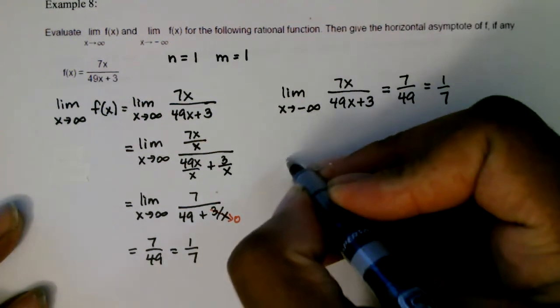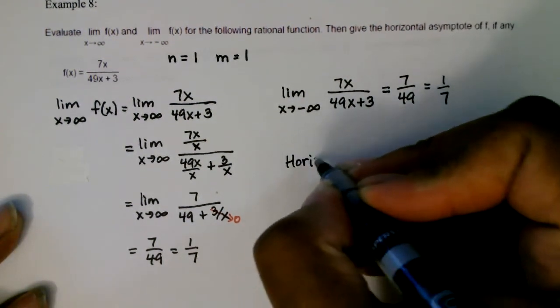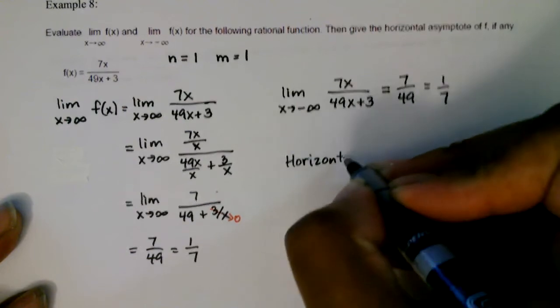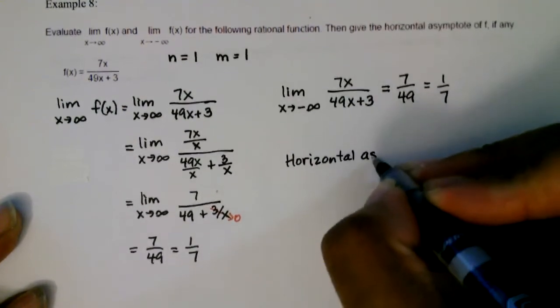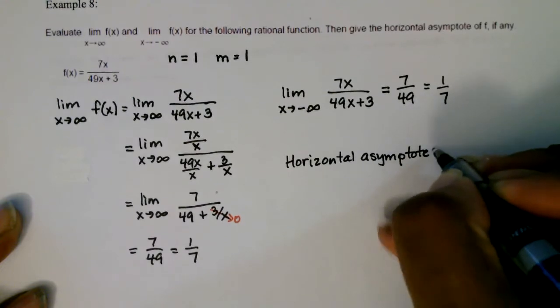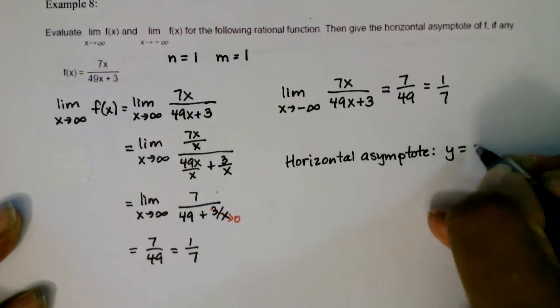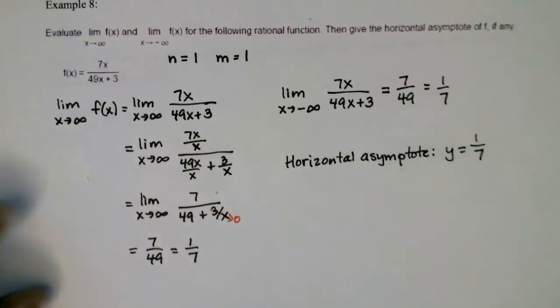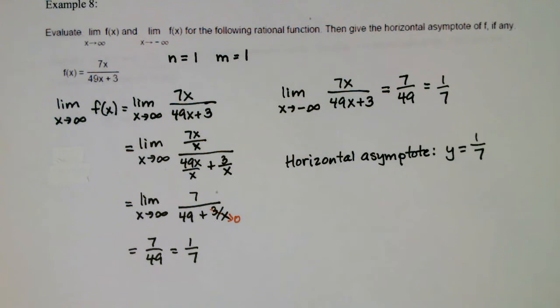So that tells me what my horizontal asymptote is. So my horizontal asymptote is the equation y is equal to 1/7. So y equal 1/7 is the horizontal asymptote.